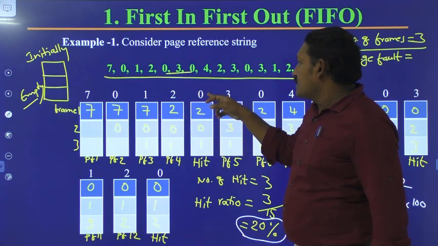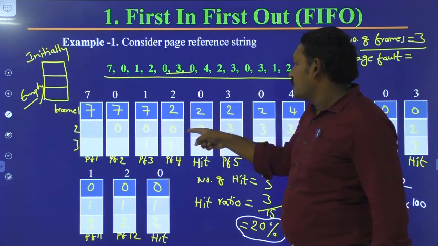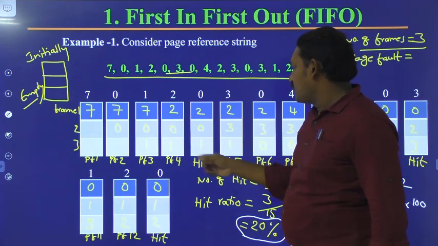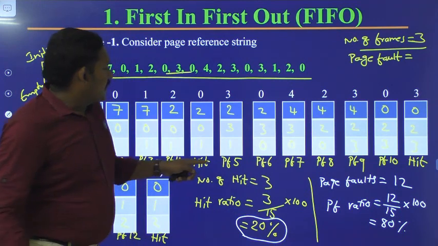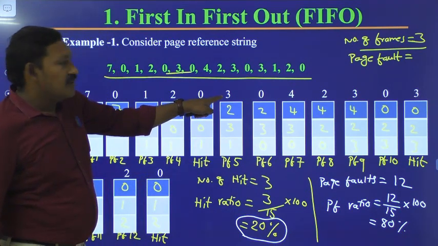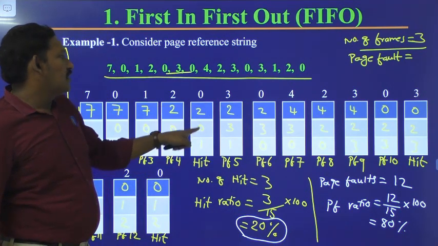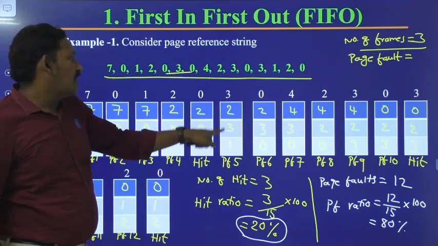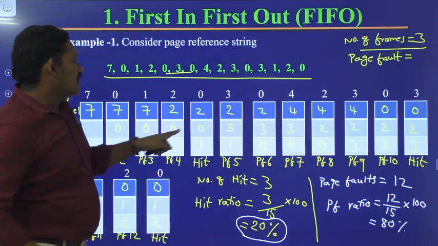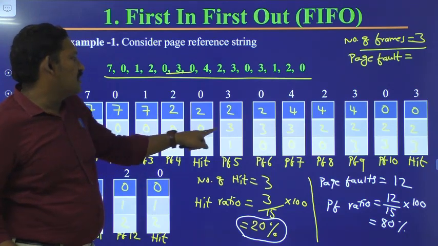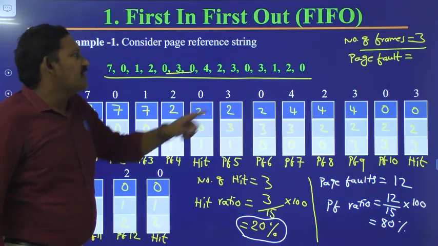Here it is searching for 0. 0 is already there. So we have written the same, 2, 0, 1. No page fault. Here hit. Next, it is searching for 3. 3 is not available. So we have to bring 3 into the main memory. So which is to be removed? Frame 1 is replaced. Now frame 2, that is 0. 0 should be replaced with 3. Like that we have done.